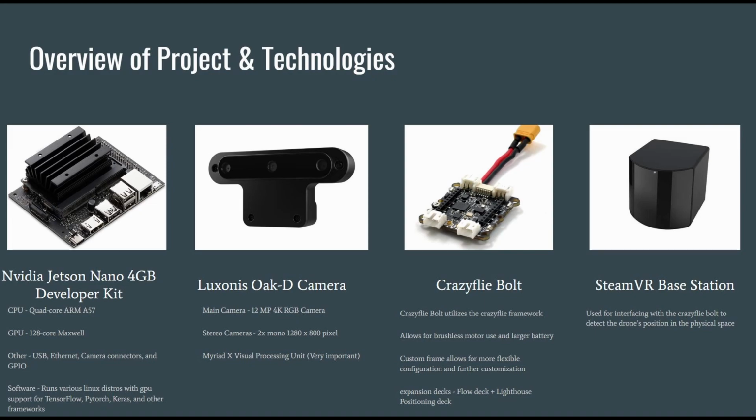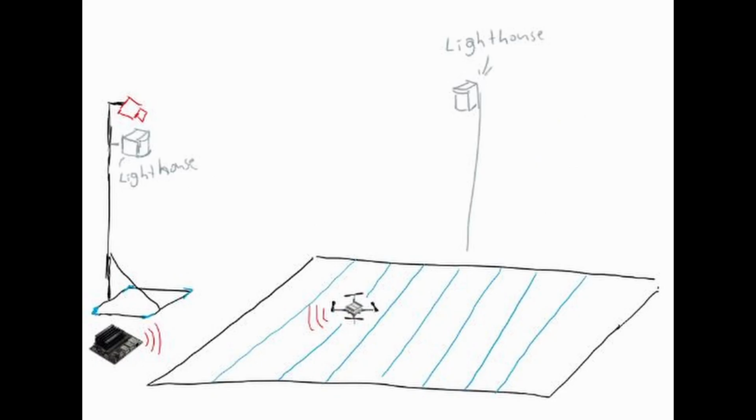We also used this camera for image collection. Then we have the Crazyflie drone, which is the drone that we're going to be detecting, and the Crazyflie Bolt, which is an expansion deck that allows for brushless motor use and a larger battery. It also utilizes the Crazyflie framework, which is needed to maneuver the drone autonomously. And lastly, we have the SteamVR base station, which is needed for detecting the drone in the physical space. Since this application is engineered to detect people in enclosed spaces, we figured that it would be perfect for detecting our drone.